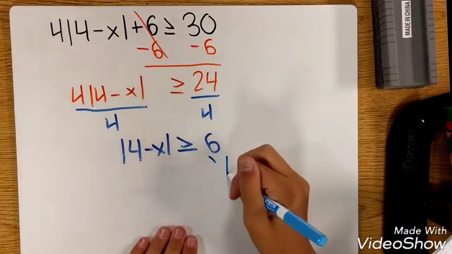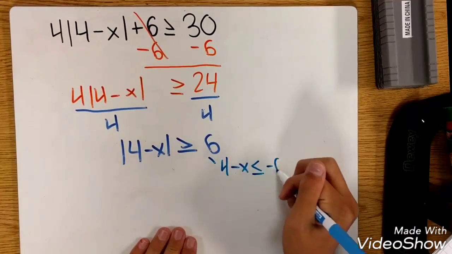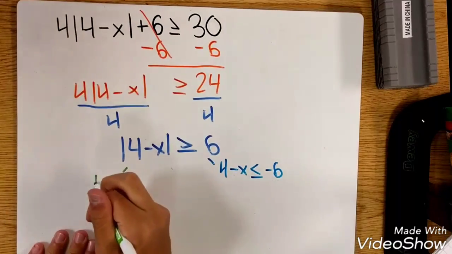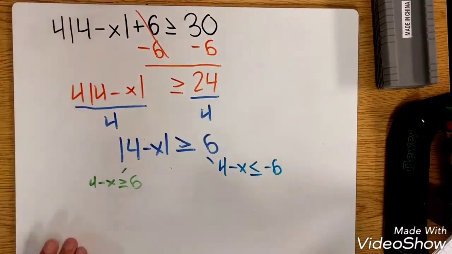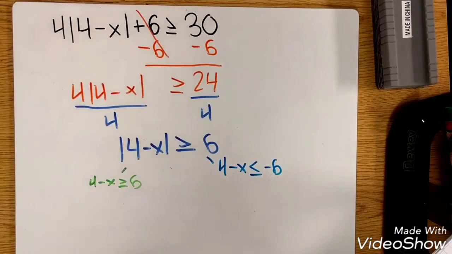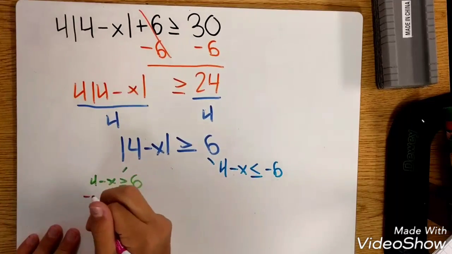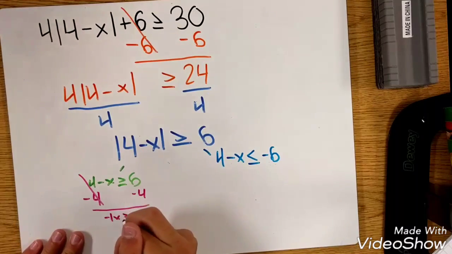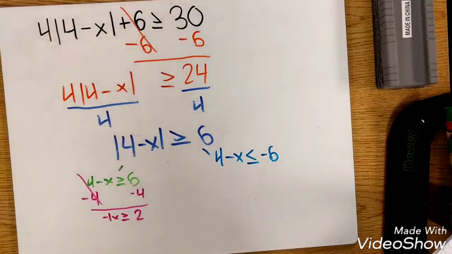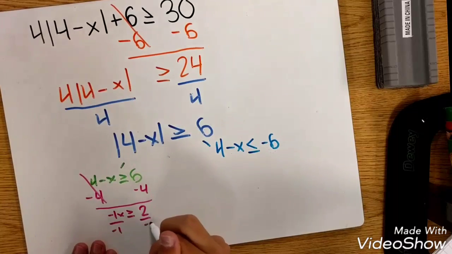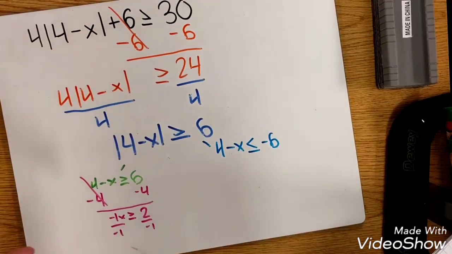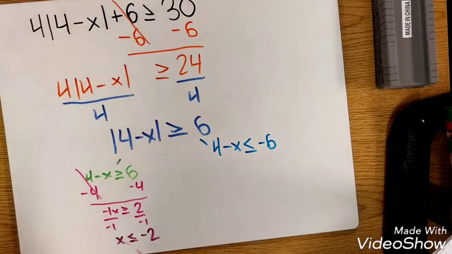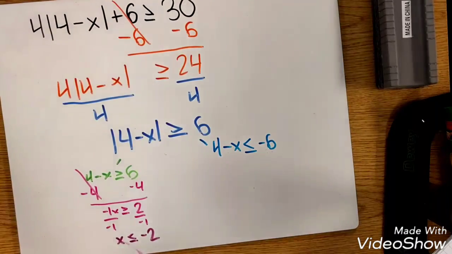Here's a little recap of what we just did. One side stayed the same while the other side had its sign switched and became a negative 6. Subtract 4 from both sides to isolate the x. We then end up with the inequality negative 1x is greater than or equal to 2. Divide both sides by negative 1, and because of the double negative, our signs change. So we have x is less than or equal to negative 2.